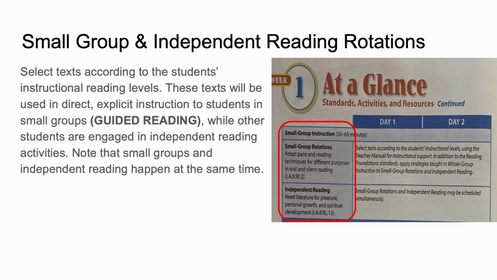And here you can see that the small group instruction says that you should be doing some small group rotations and also independent reading as well. I kind of highlighted this box right here, and it says select texts according to students' instructional reading levels. These texts will be used in direct explicit instruction to students in small groups, guided reading, while other students are engaged in independent reading activities. Note that small groups and independent reading happen at the same time.